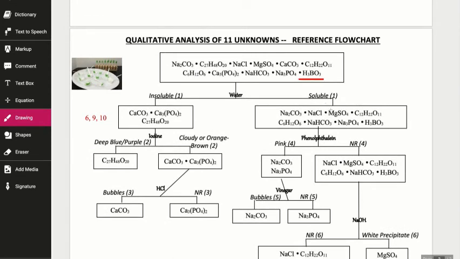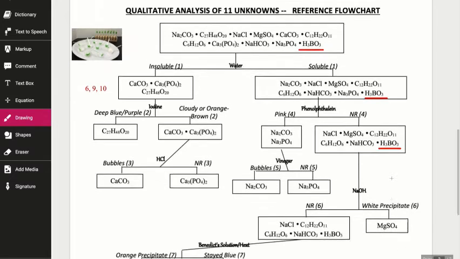Then it was in this box right here. Not a dead end yet, but we do know it's soluble, just like these other substances. Then we test it with phenolphthalein. You'll find out why when you read the rest of the lab. But it doesn't do anything interesting. NR, no reaction with phenolphthalein.